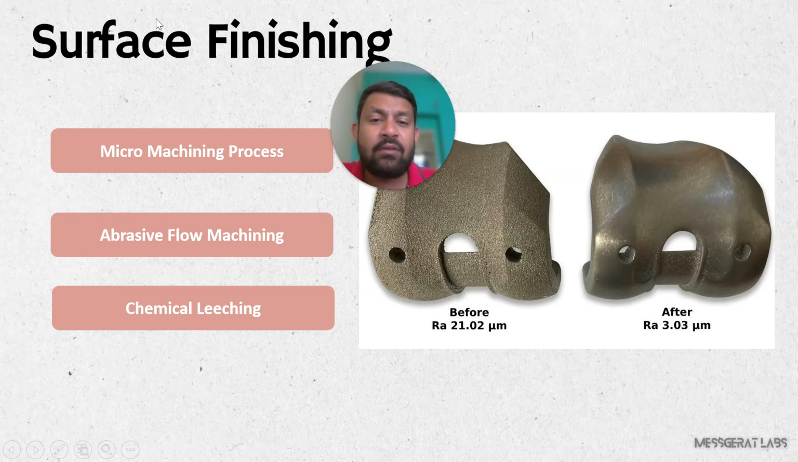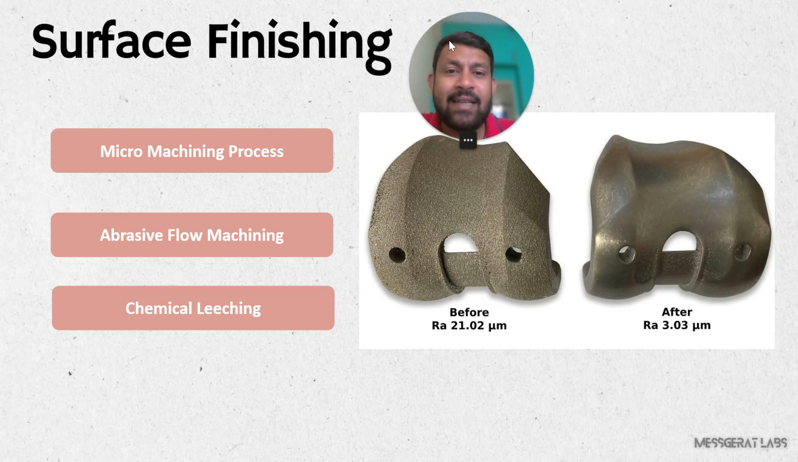Again, you have on your screen one example, which is a cobalt chromium knee implant manufactured through the laser powder bed fusion method. If you see, the surface roughness in the as-printed condition is around Ra 21.02 microns, whereas the surface finish after taking it through a number of post-processing operations is Ra 3.03. So yes, post-processing can make a huge difference in the properties, whether mechanical or surface related.